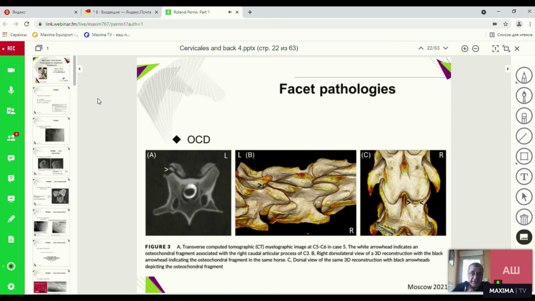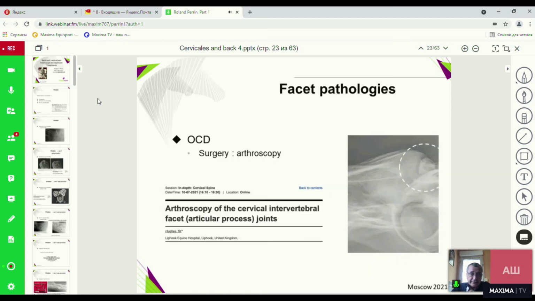So, of course, in this kind of lesion, the infiltration, we don't know why to do infiltration. So we want to do some surgery. And now in the world, everybody tries to do that. And recently, at the last Congress of the ECVS, we had a very good presentation by Dr. Hughes about what he has done in this kind of situation.